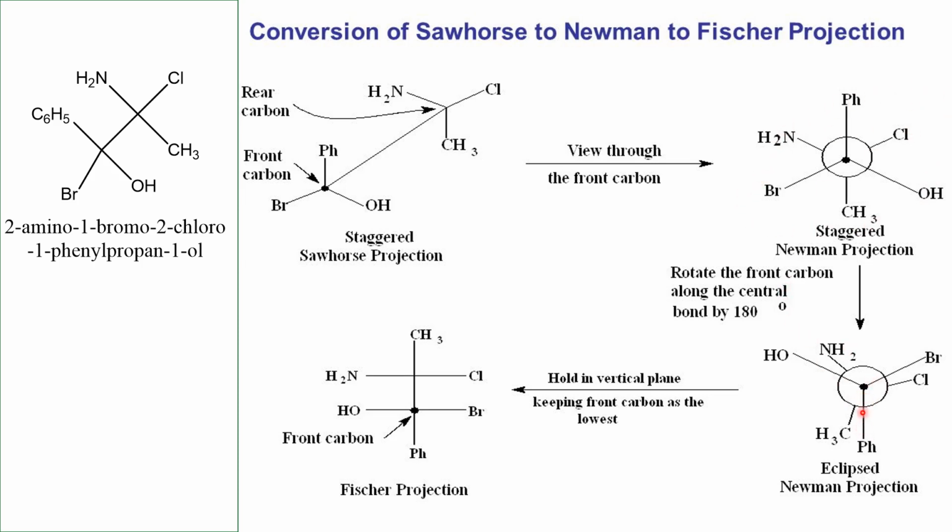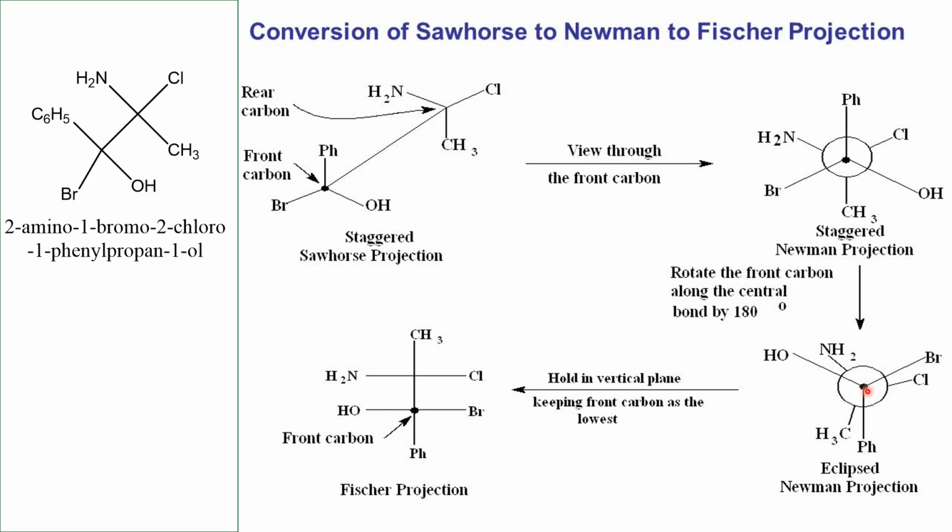So now the phenyl and methyl are eclipsing. The other bonds are also eclipsing. This is the eclipsed Newman projection. And converting this Newman projection to Fischer is very similar to converting the Sawhorse into Fischer. What we did with the Sawhorse is the two downside bonds we have kept in the vertical line of the Fischer projection, and that is what we are going to do here also.